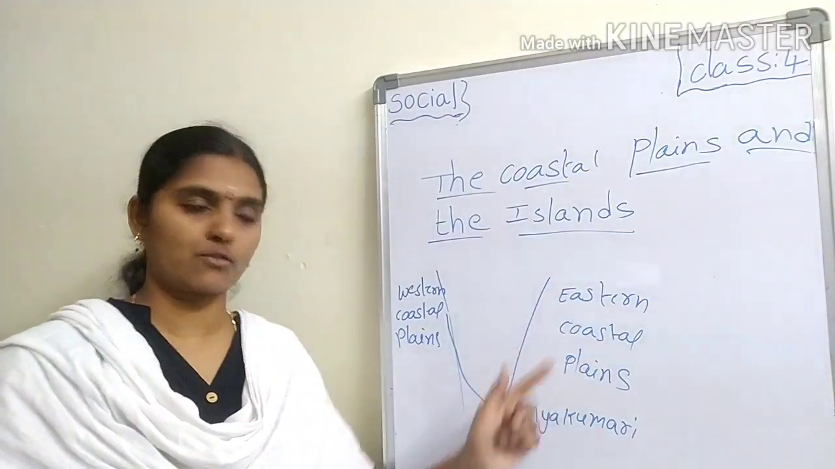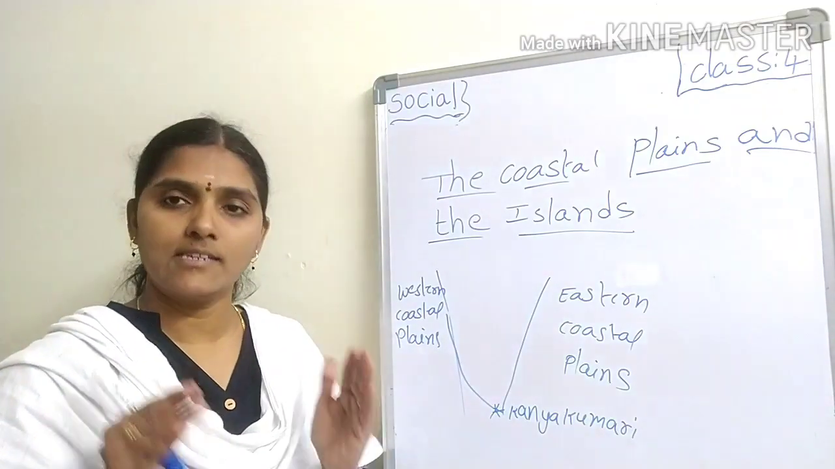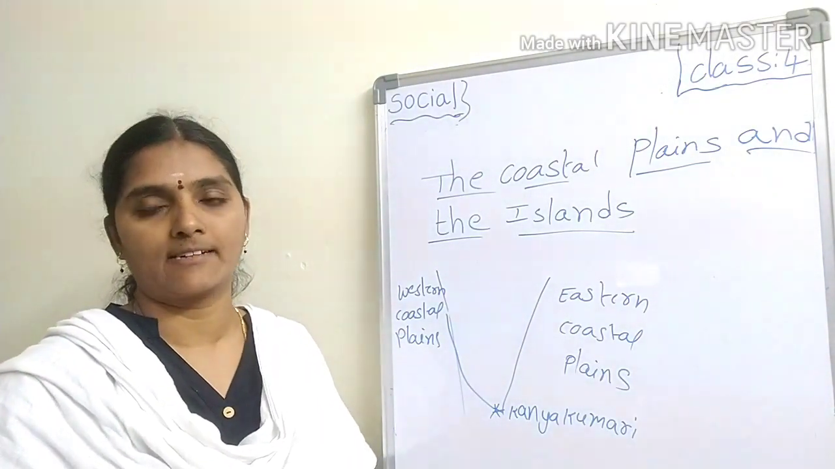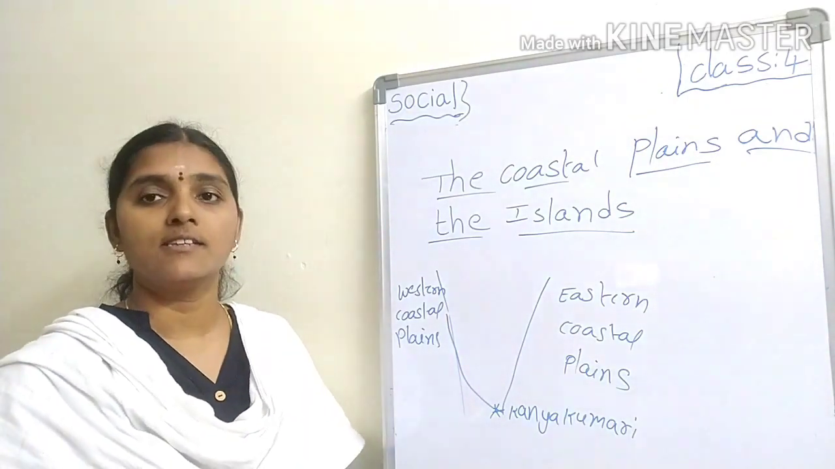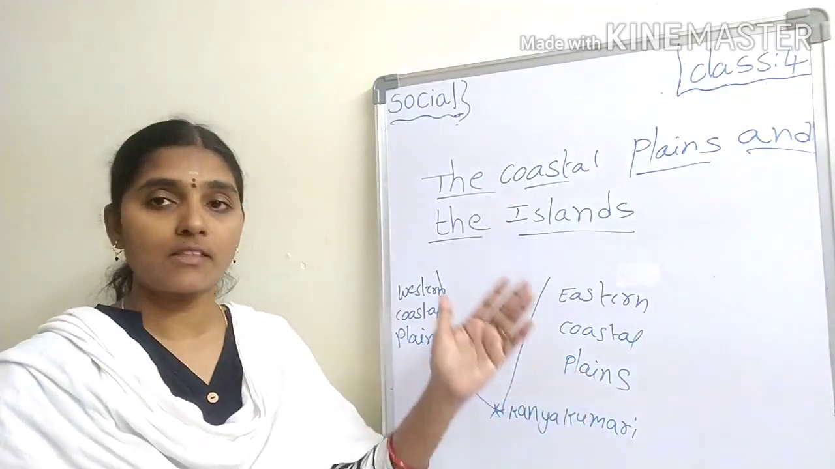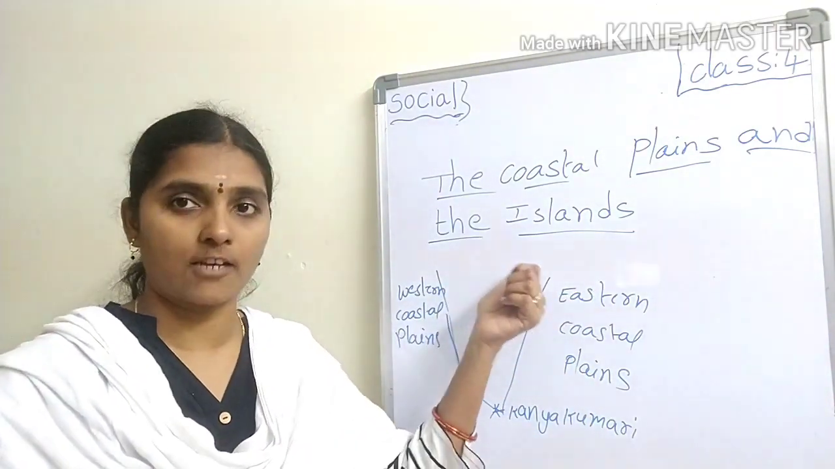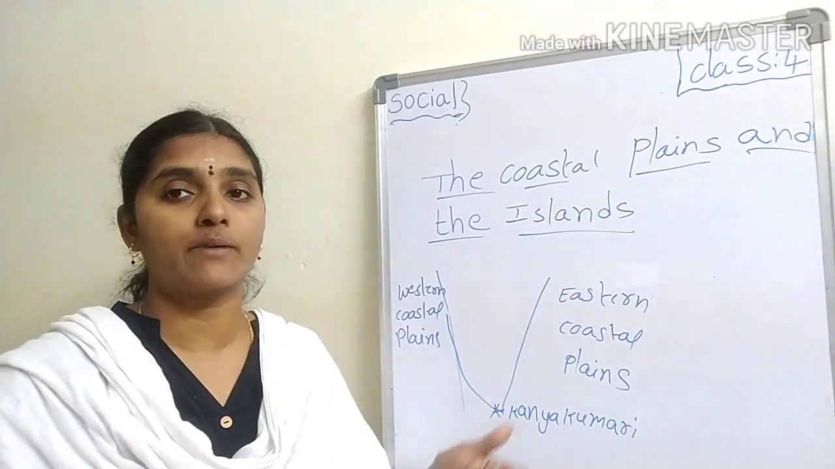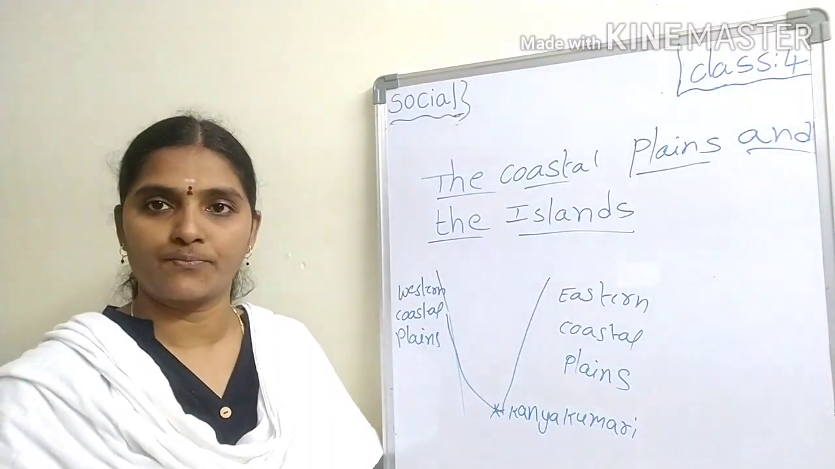First, the eastern coastal plains. The eastern coastal plains are a wide stretch of land. Wide means a broad stretch of land that stretches from West Bengal in the north to Tamil Nadu in the south. Understood?